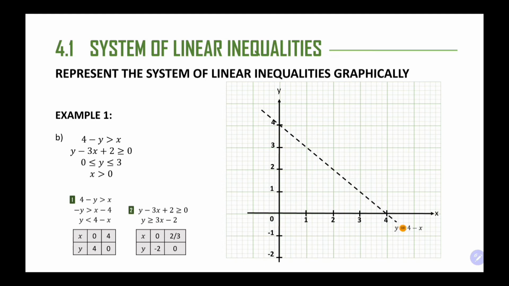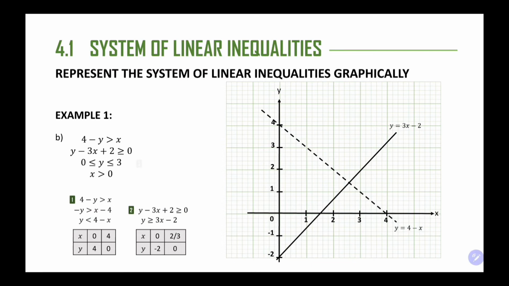We use the equal sign. Okay, next equation, we have intercepts 2 over 3 and negative 2. So we sketch negative 2 for y and x equals 2 over 3. Then we use a solid line, since y greater than or equal, we have the equal sign. So we use a solid line. Then we label the line y equals to 3x minus 2.